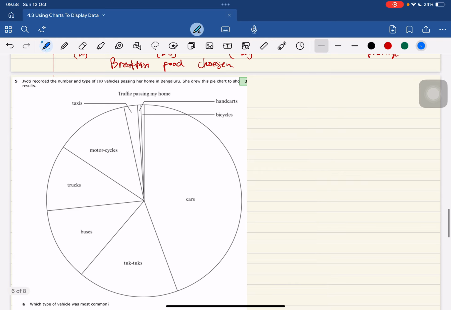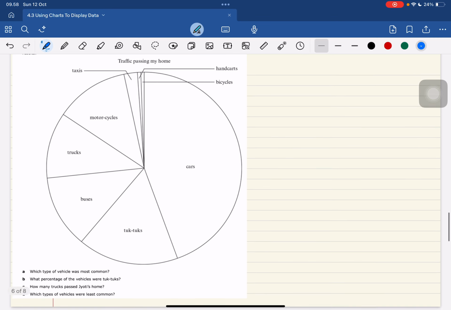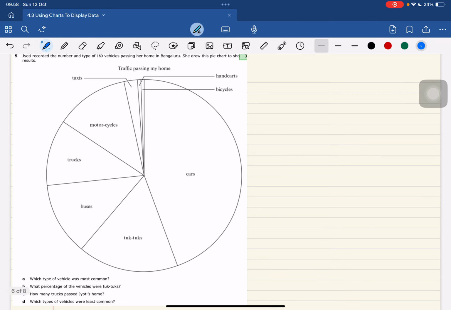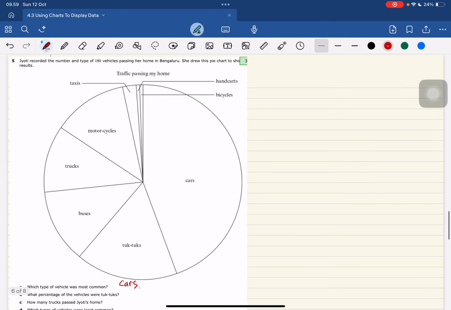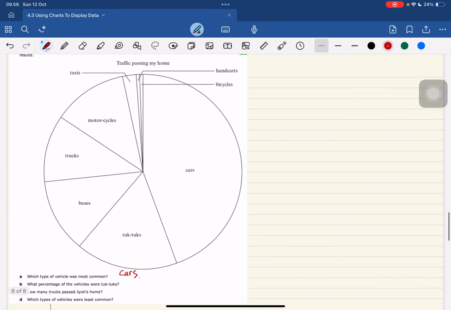Next, number 5. Jyoti recorded the number and type of 180 vehicles passing her home in Bengaluru. She drew the pie chart to show. Okay, which type of vehicle was most common? Okay, the biggest, look at here, the biggest. We got cars. Okay, next. What percentage of the vehicles were tuk-tuks? Where is tuk-tuks here? How many percentage?